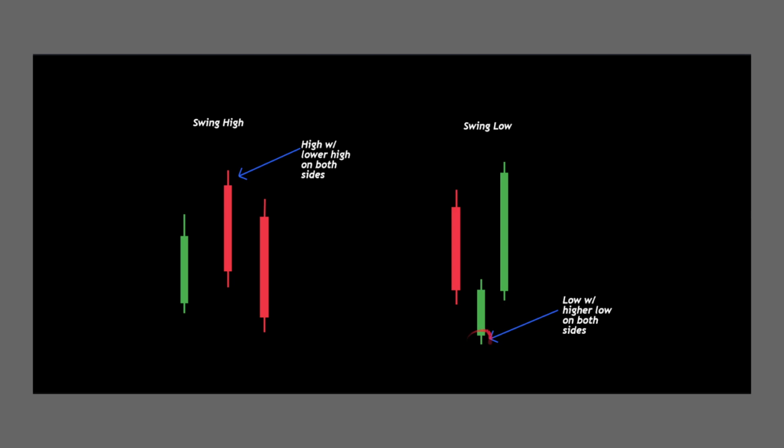So this is a sticking point, a point where the market is sticking out. And here is our extreme low, our swing low in this situation, with a higher low on both sides. So essentially, price comes down and swings back up. In this case, price comes up and swings back down.